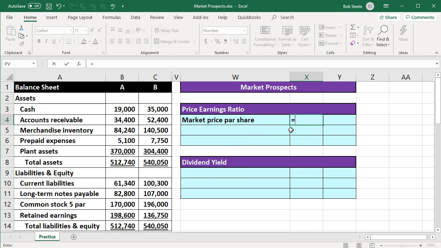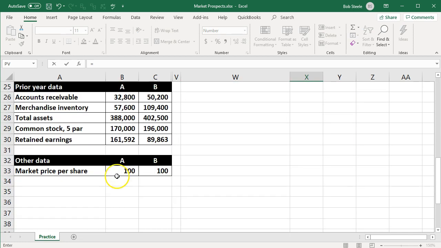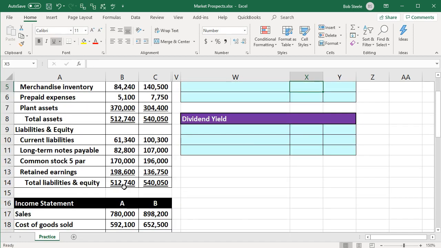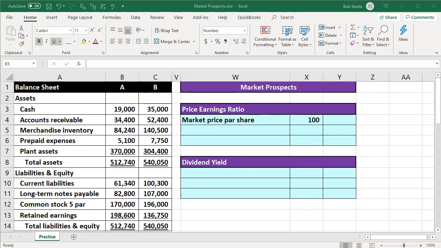So we're going to say that this is going to be 100. I'm going to say equals, and pull that from our market information down below. We're going to compare that to the earnings per share. Now, the earnings per share is something that we can calculate basically with the financial statements. We want to pick up the earnings per share number.